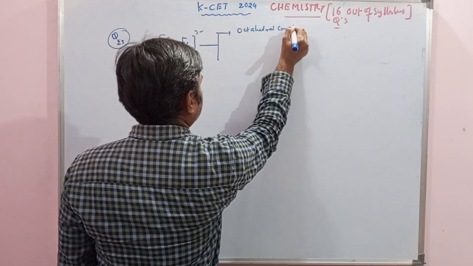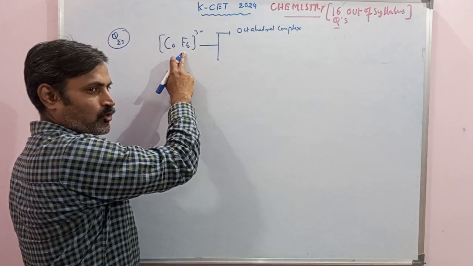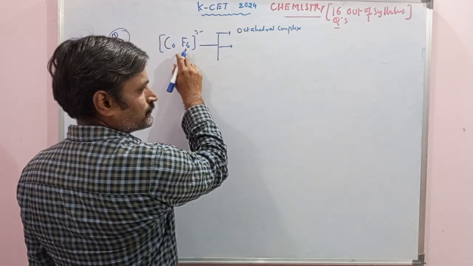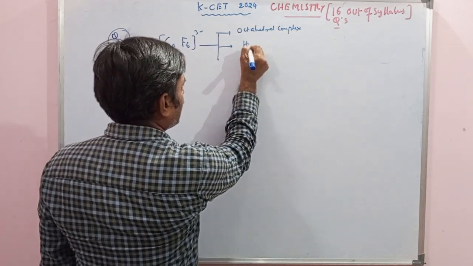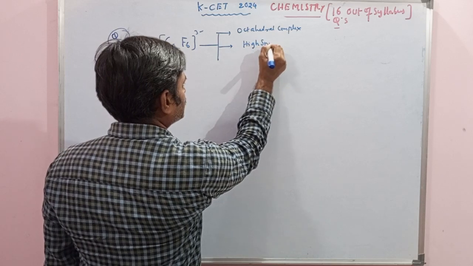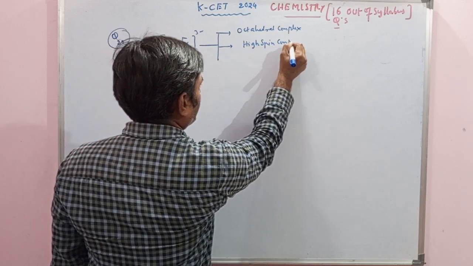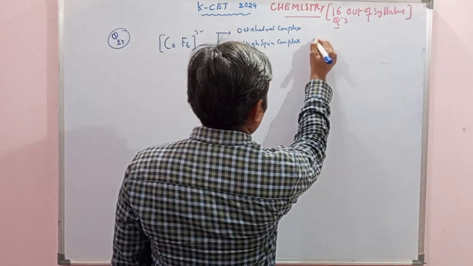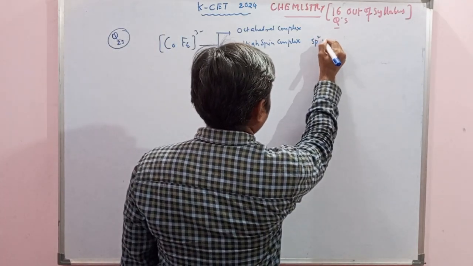Why it is an octahedral complex: 6 is the coordination number, and at the same time F minus is a weak field ligand, so we will get a high spin complex. High spin complex means the outer d orbitals are used, and the hybridization is sp3d2.